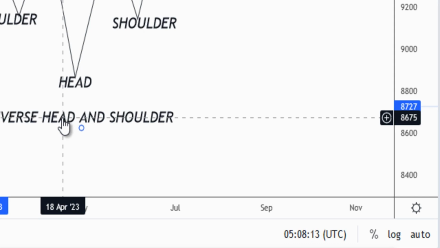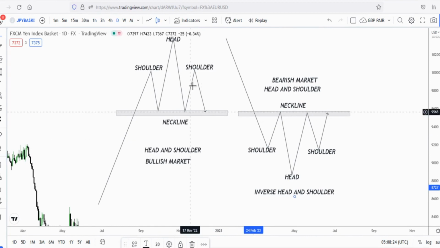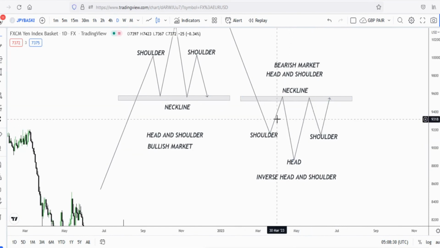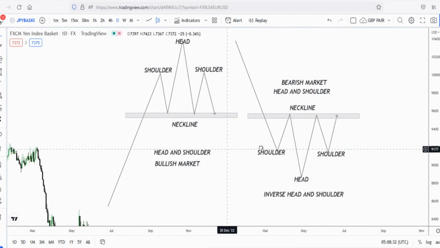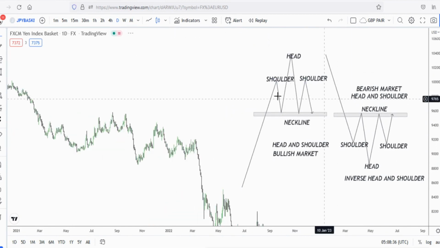So guys, let's forget about names here. I want us to get the general idea, the general concepts behind these things. Like I mentioned, this is for a bullish market, this is for a bearish market. This is for reversal purpose, this is for reversal purpose also. So now let's head to our chart and see what our chart can give to us.